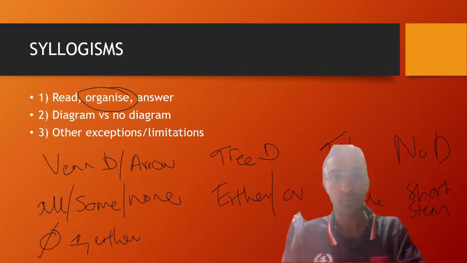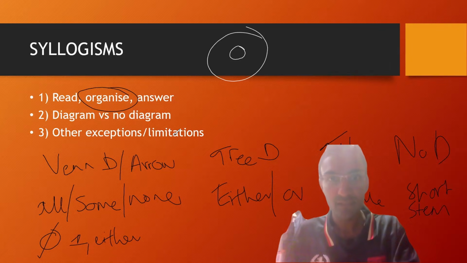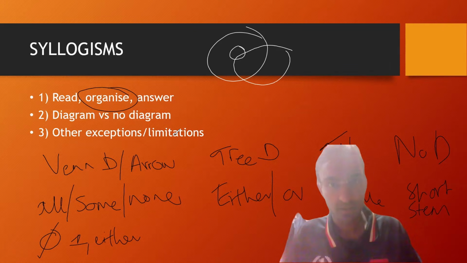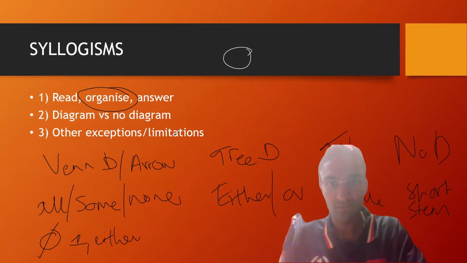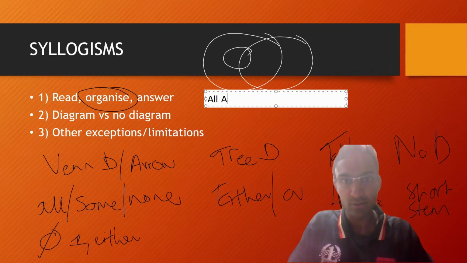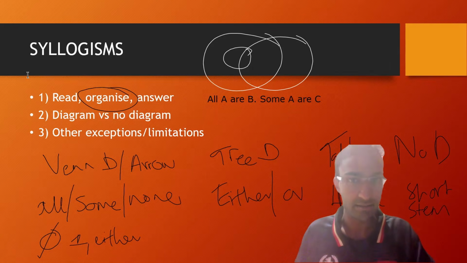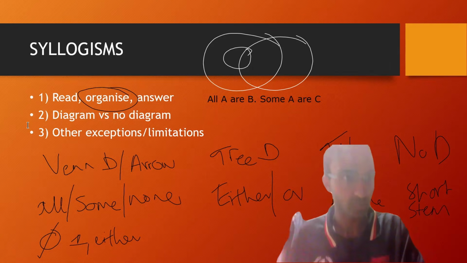Let's take an example where if I say all A are B and some A are C, I'll draw that A circle a bit bigger. So all A are B, some A are C. Okay, so let's just write that down. All A are B, some A are C. So all A are B, obviously it's a circle inside a circle. You have your A circle in here and your B circle is a bit bigger.